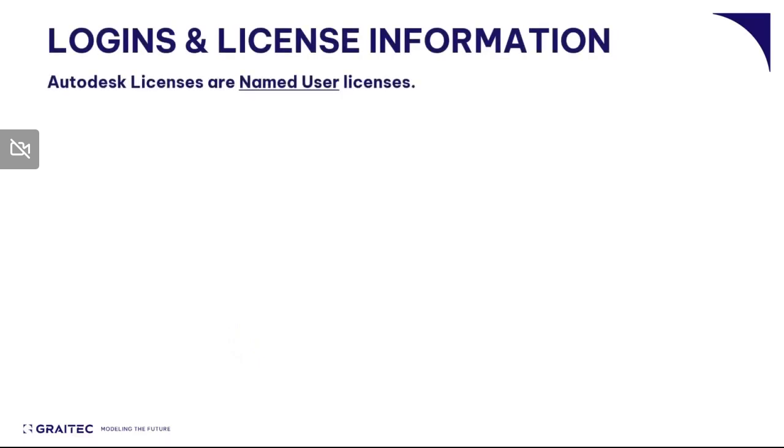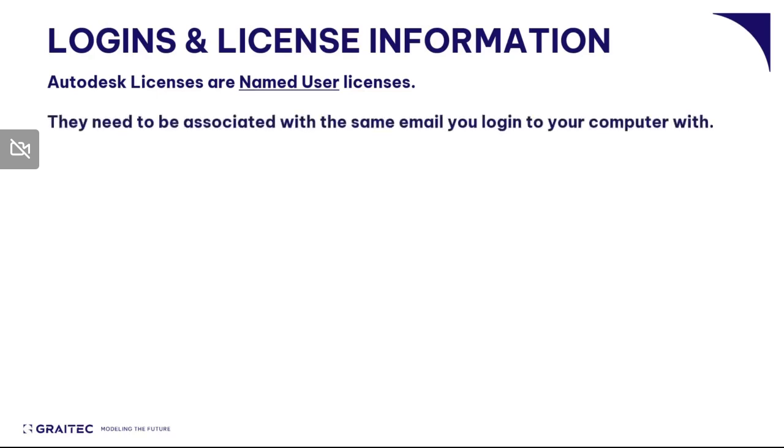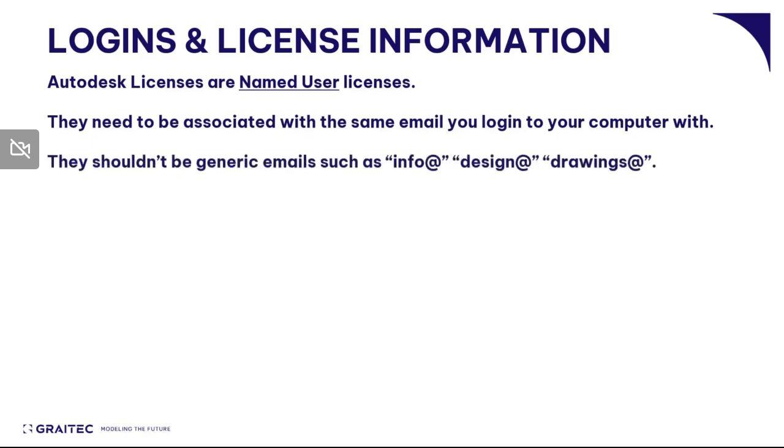Autodesk licenses have changed how they operate over the last few years. And these days all licenses are assigned to named users, so not ambiguous or anonymous. They have to be named users, individuals, and they need to be associated with the same email address you use to log into your computer, not just a random email address. It has to be the same one you log into Windows with. You shouldn't be using any addresses such as info at, or design at, drawings at. Anything generic is not good enough. Autodesk can detect those and will be upset by them. You must have a proper user name or sensible name for an individual person.